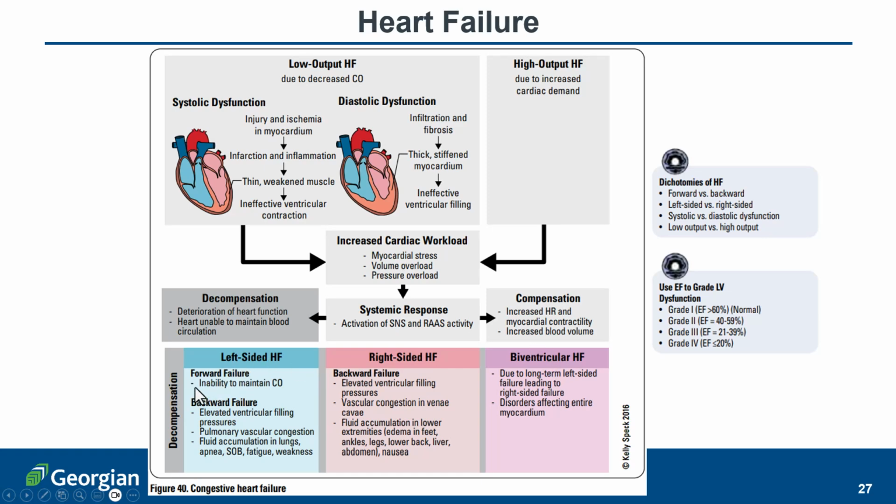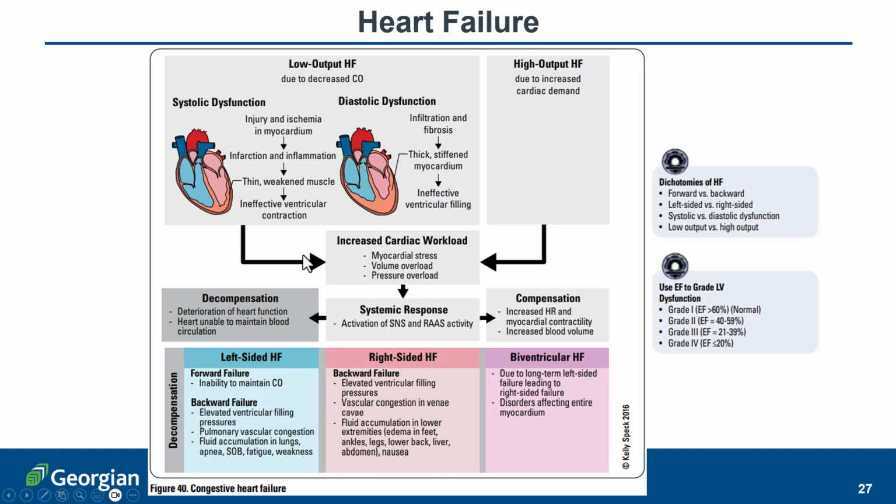So left-sided heart failure, we'll talk about the backwards and forward effects in a second, but just to give you a summary, the forward effects is the inability to maintain cardiac output. Cardiac output is decreased because of the infarction, because of the inflammation, because of the ischemia. And that in turn leads to backward failure. Backward effects are because the cardiac output is decreased, blood is going to start pooling in the heart, which in turn means that blood is going to start pooling in the venous system. So there is elevated ventricular filling pressures, and actually that's for the right-sided, my fault.